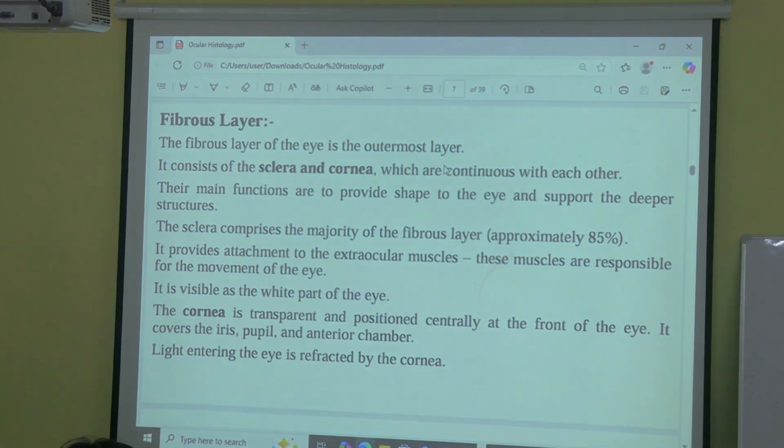Okay, but it is transparent in nature and it is present on the anterior part of the eyeball. Why is it transparent? Because light has to enter. If light is not entering, you can't see anything, right? That's why this particular part is transparent in nature.